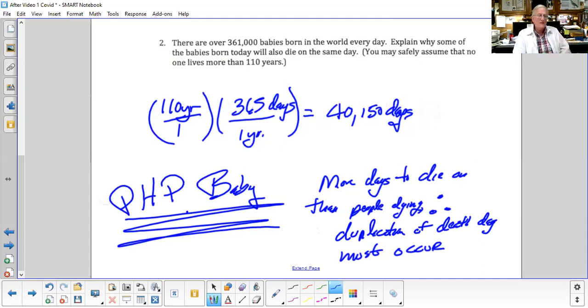So that's a perfect example of a problem that involves the pigeonhole principle. And we're saying why the pigeonhole principle applies, because there are more days than there are people dying. So therefore, duplication has to occur. Okay, let's go on.